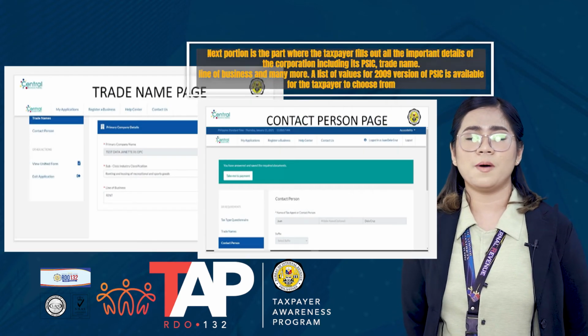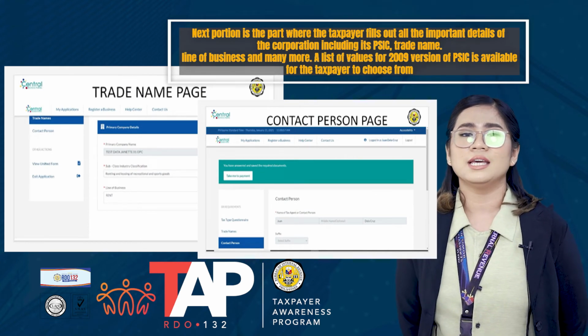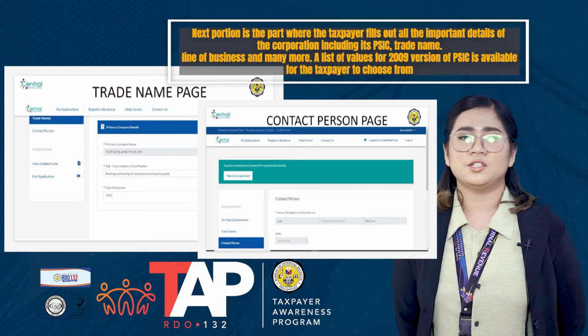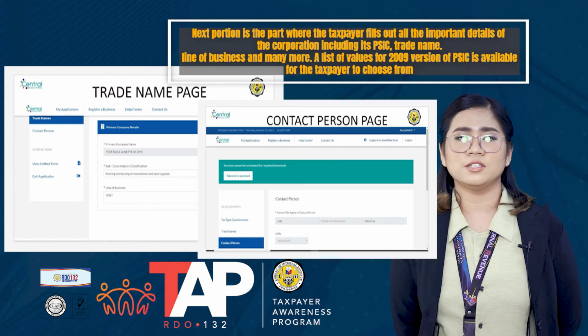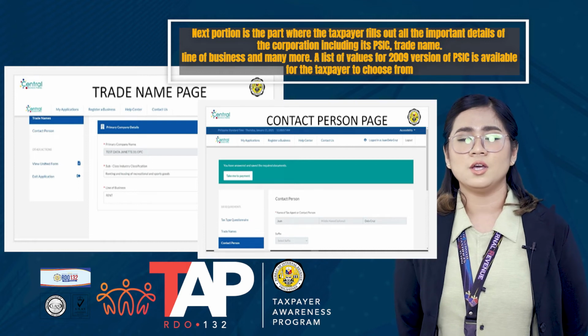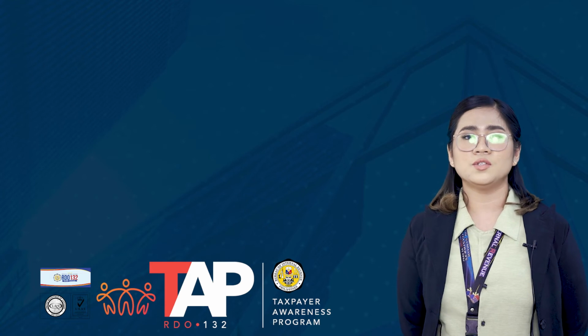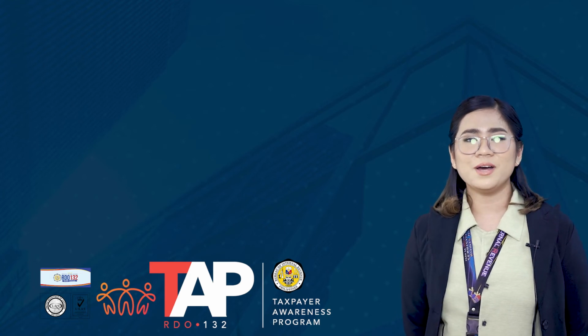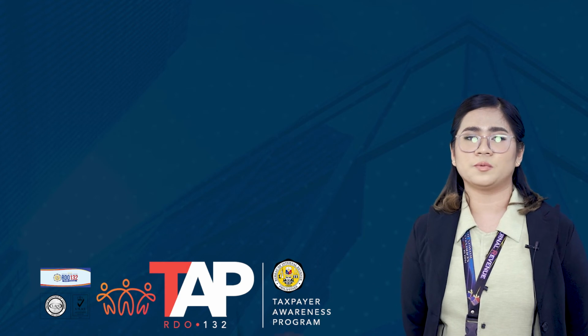Next portion is the part where the taxpayer fills out all the important details of the corporation, including its PSIC, trade name, line of business, and many more. A list of values for 2009 version of PSIC is available for the taxpayer to choose from. For the payment, two options are available, manual and BIR e-payment. The taxpayer should select one in order to proceed.